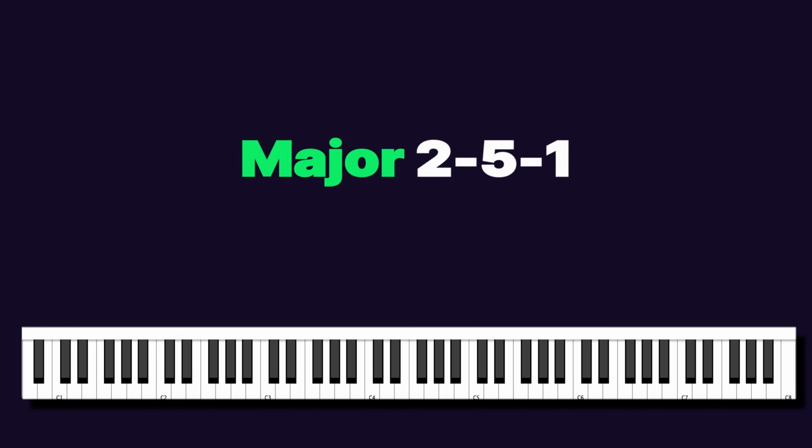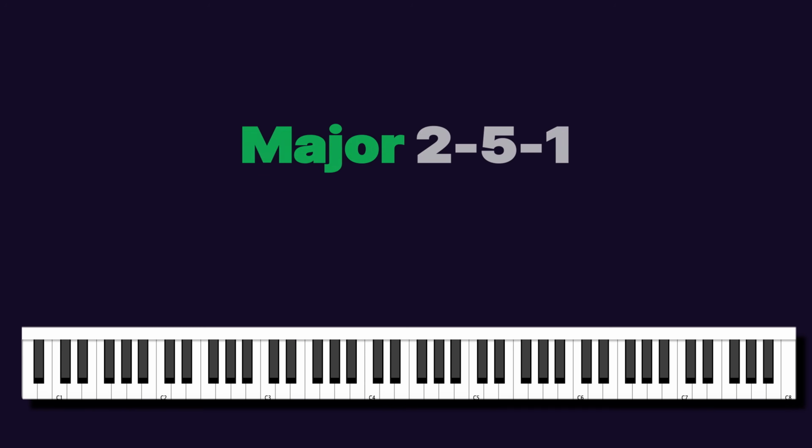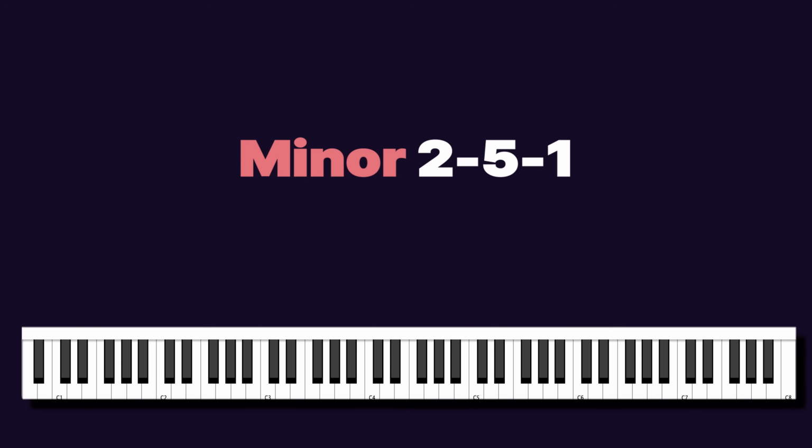But that's just the basic framework. The real magic happens when you start exploring the nuances with expected resolutions and deceptive resolutions. So we kind of touched on this earlier. The way that 2-5-1s are expected to resolve is when you're resolving to a major chord, you use a major 2-5-1. When you're resolving to a minor chord, you use a minor 2-5-1.